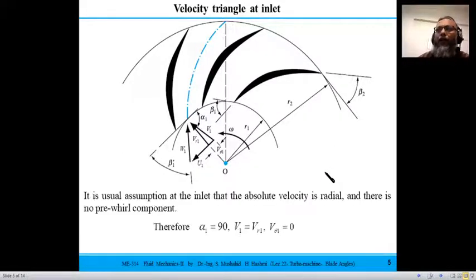There is another assumption we take for the velocity at the inlet. Most of the time, the angle alpha 1 of the fluid velocity is 90 degrees. So V1 is the same as VR1, and the small V theta 1 component is negligibly small. That condition is called the no prewhirl component. So we can take V1 as the same as VR1 and V theta 1 as 0, and that is only possible when alpha 1 takes the value of 90 degrees. These two assumptions, no shock condition and no prewhirl, are usually taken in problems related to turbomachines.